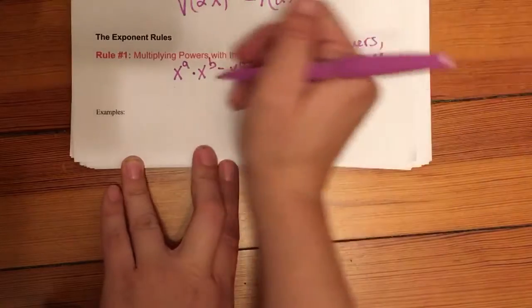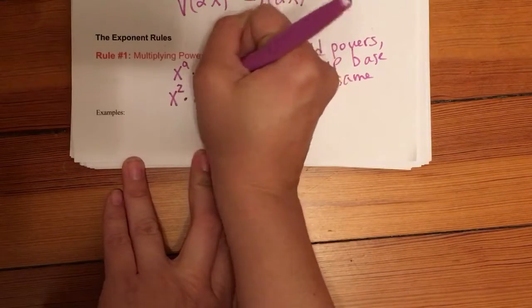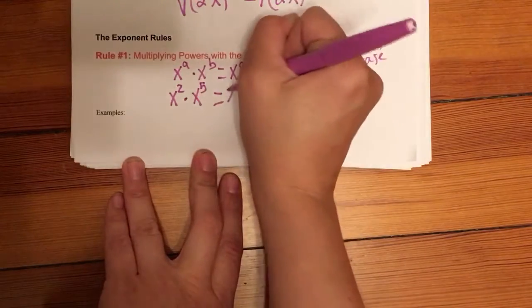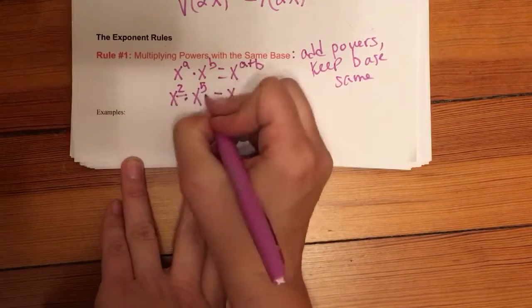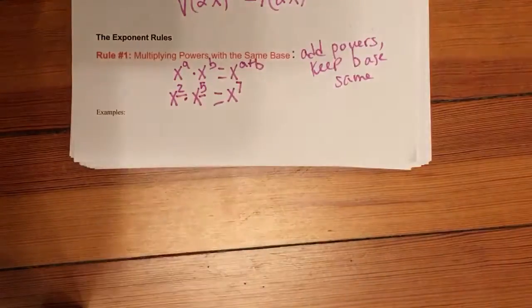So a more specific example would be if I had x squared times x to the 5th. My base stays the same, and I add my two numbers together to get x to the 7th.